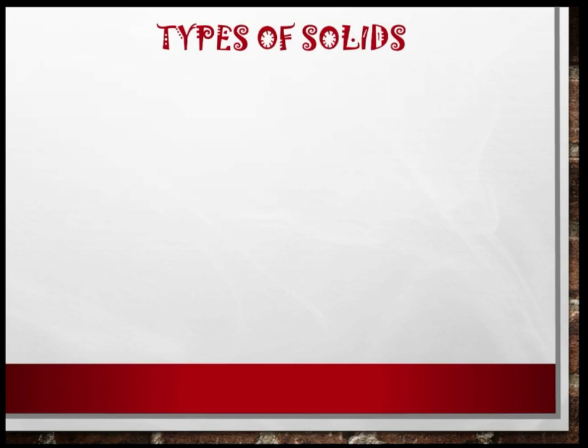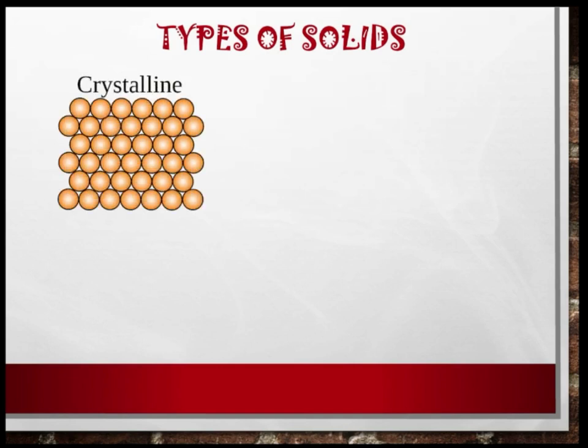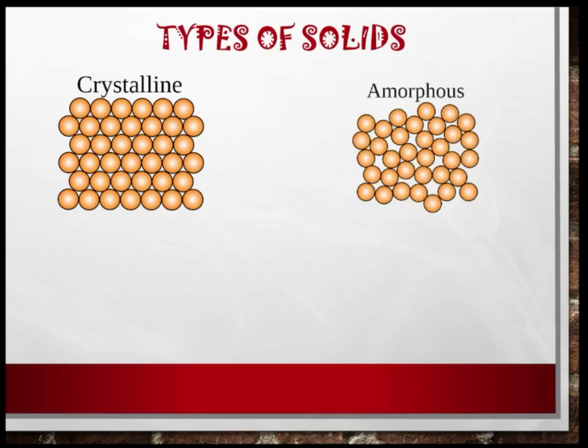Why? Because the types of solids give us an insight that out of the 118 elements we have talked about, almost 100 elements are in their solid state. So we need to understand how these solids are classified. These solids are basically classified into two categories. The first category is crystalline solids, and the second category is amorphous solids.